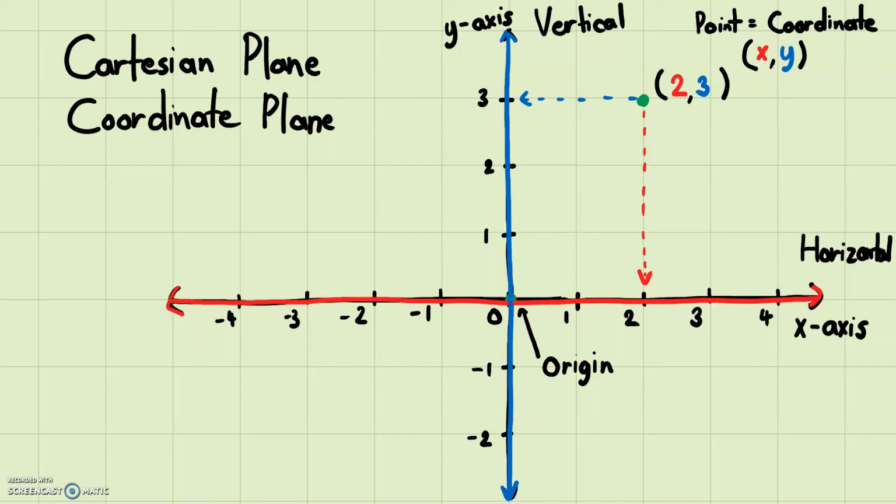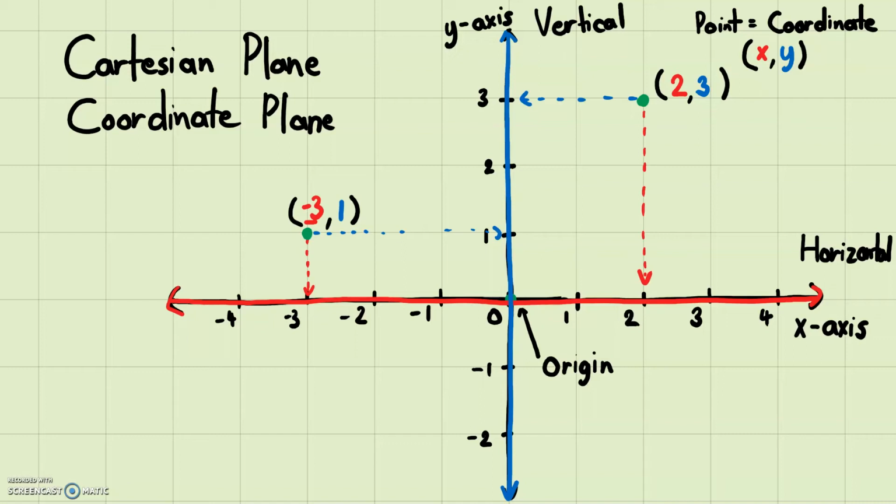Let's try another point right here. What are the coordinates of that point? Again, we have to look at the x component first and then the y component. To get the x coordinate, you just go straight down to the red line, and you get that it's -3. For the y coordinate, you go straight across to the blue line, and you'll see that it's 1. Separate those two with a comma, and that is the coordinate of this point right here.